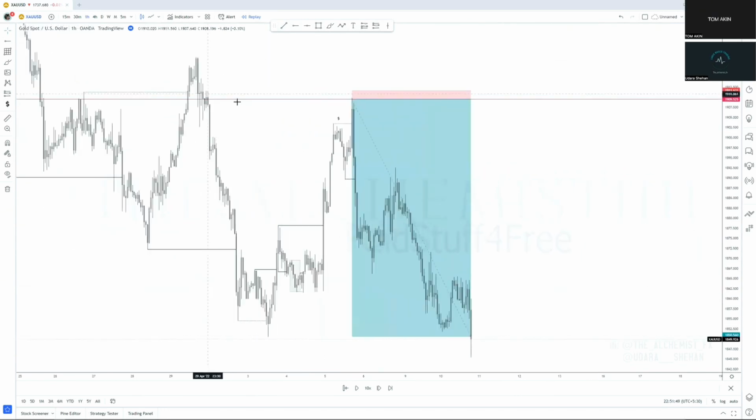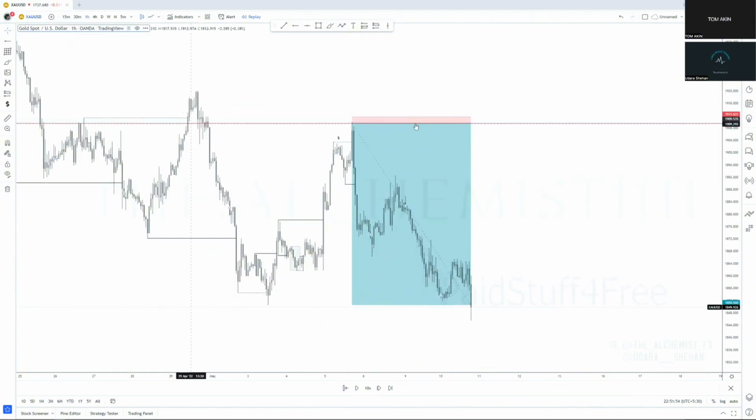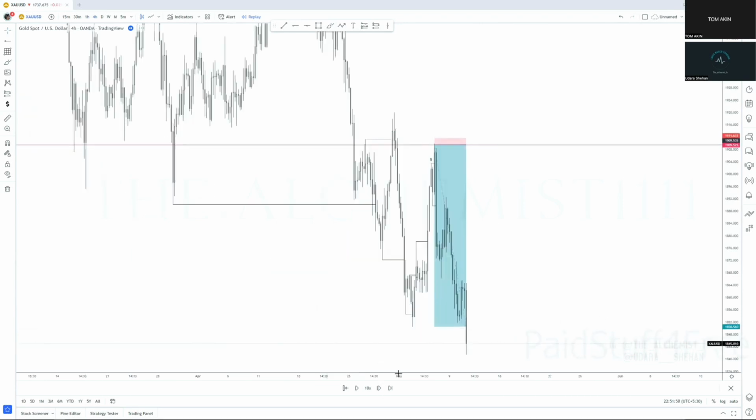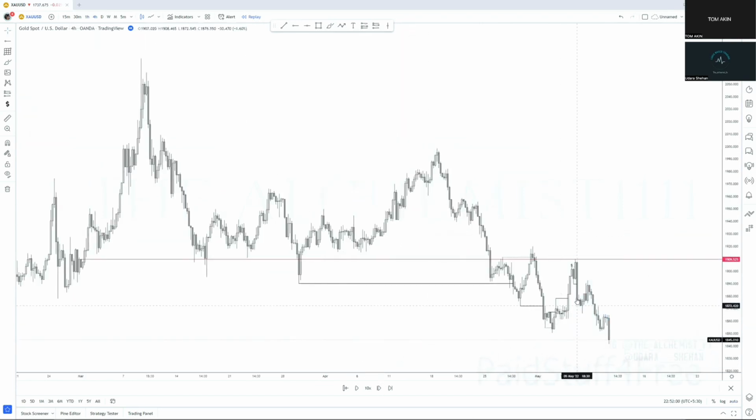Okay, so that's the thing. Not even this rejection block. It was from a monthly point of interest. So this is how powerful the higher time frame zones are. So can you understand that example? Hope that one was clear. Okay, yeah. So that's the monthly one.